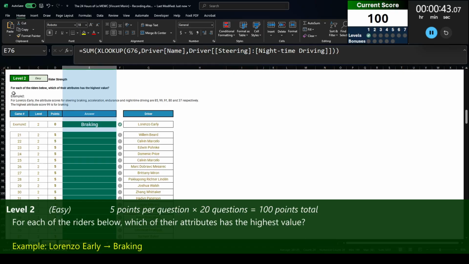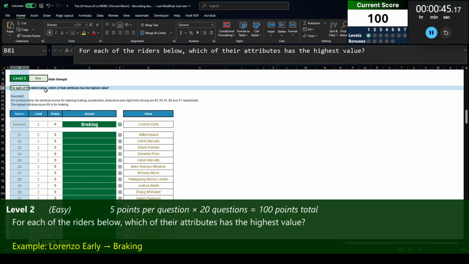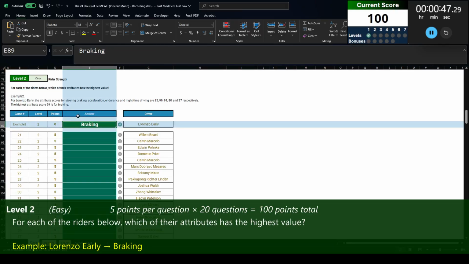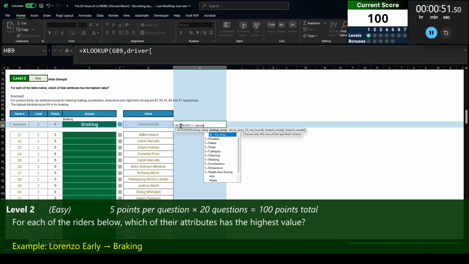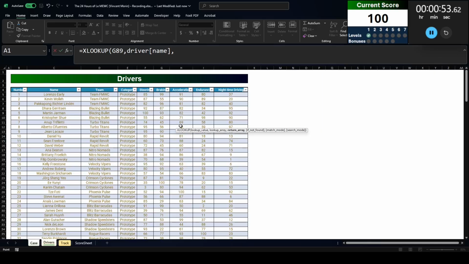Very good. Level 2. For each of the riders below, which of their attributes has the highest value? All right, so I'm going to start the same way that I just started with the last one. So I'm going to look up that in driver name and return these 5 columns here.